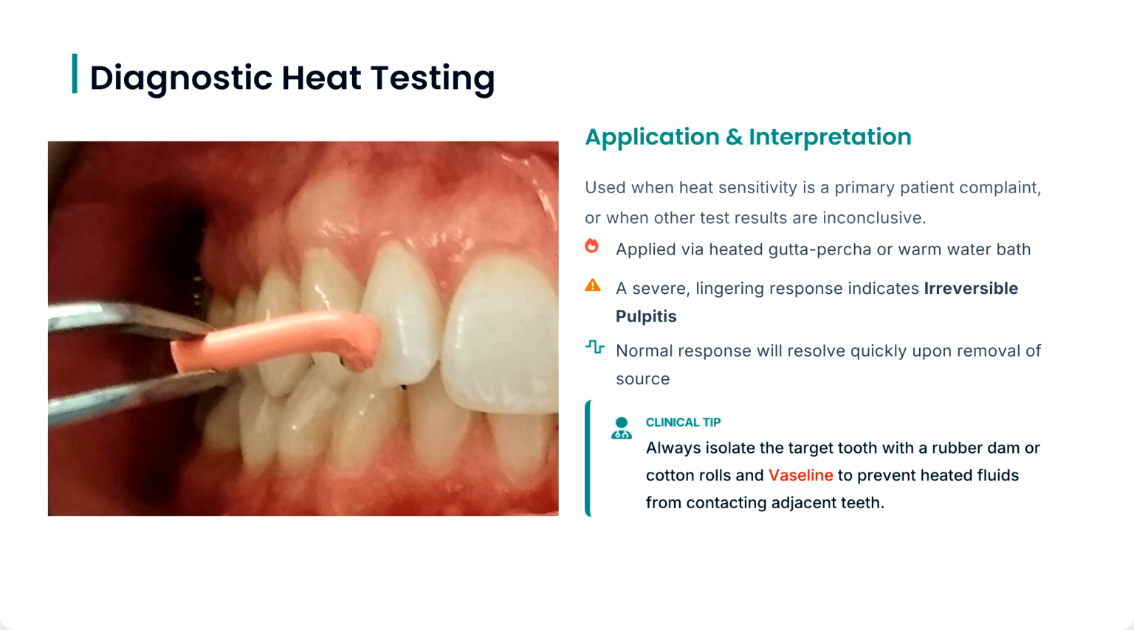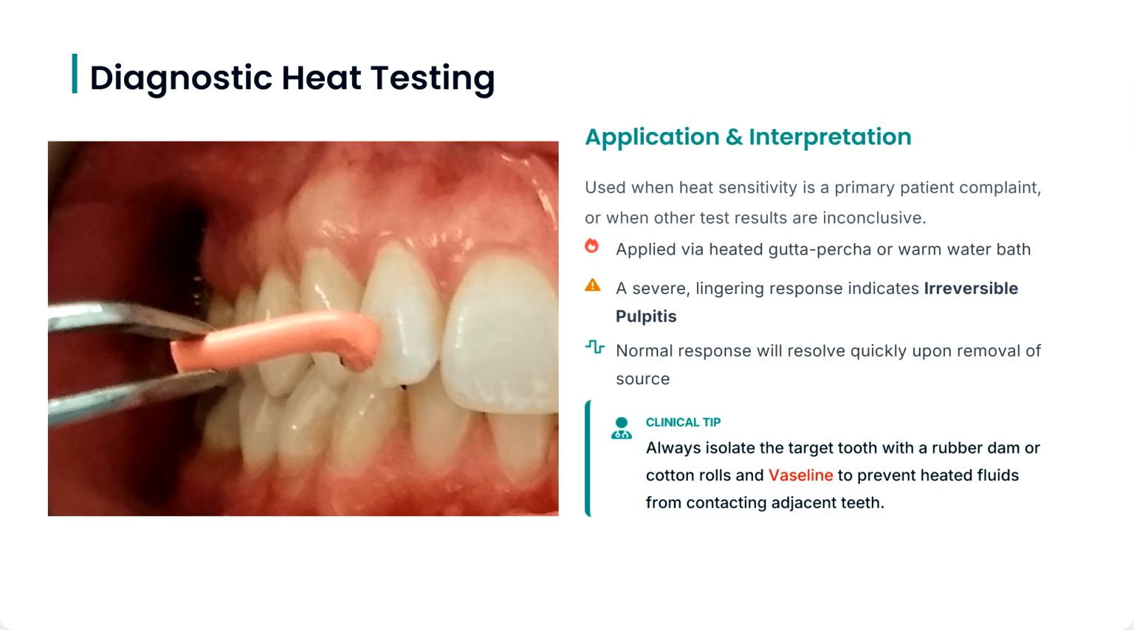Now what they do is they get a Bunsen, one of those torches that I have back there. They get one of the torches, and then they grab a piece. Notice how tiny this is. That's how big they are, these gutta percha pieces. But they grab this, and they heat it up, and they touch it on the tooth. And again, same thing. Lingering is irreversible. A normal response will resolve quickly, just a normal tooth.